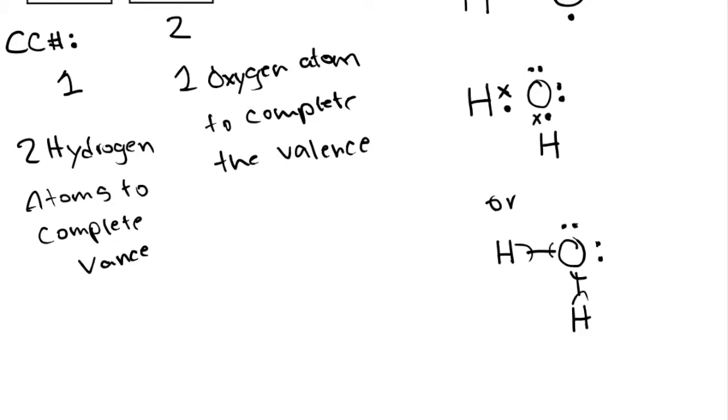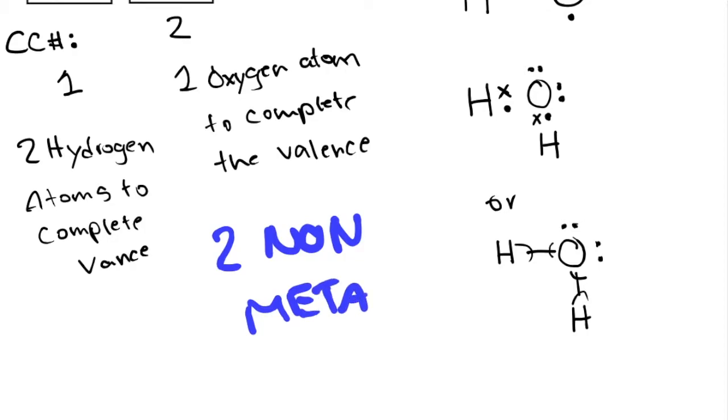So the important thing to know here is it's between two nonmetals, right? Covalent bonds are formed when there are two nonmetals and they want to become stable. They want to complete their valence electrons. Now let's look at how to name covalent compounds.